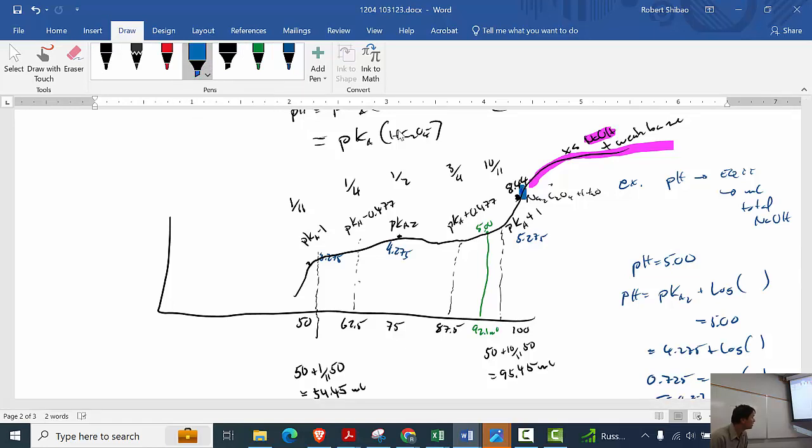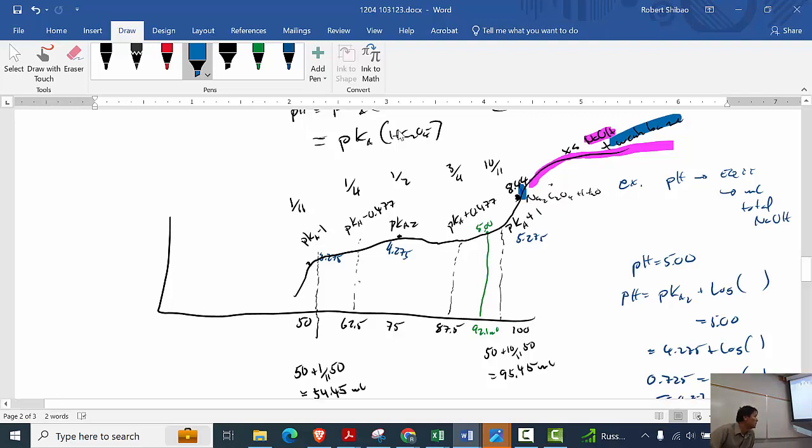Just in this region here, we'll have to worry about the weak base. But beyond this, we probably don't have to worry so much about the weak base. If that's the case, then it makes this a little bit easier.